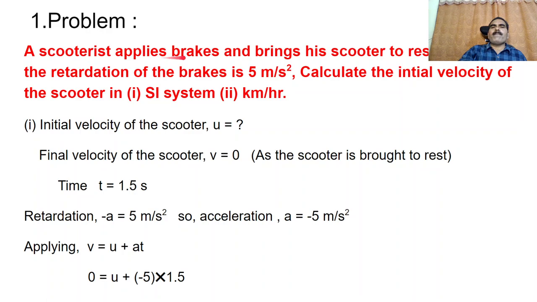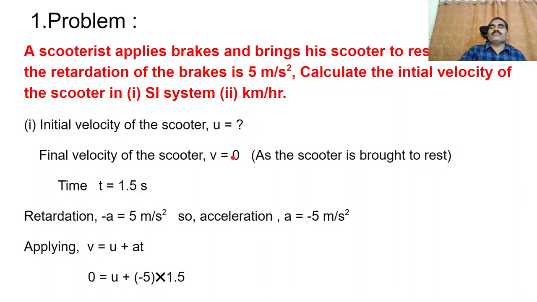A scooterist applies the brakes, that means the scooter is moving. He applied the brakes on a moving scooter so that it comes to rest, which means finally the velocity becomes zero. The final velocity becomes zero. We don't know the initial velocity, how much speed the scooter has before it comes to rest. That's why we have to find that out. So the initial velocity of the scooter, u, is equal to how much? We have to calculate this.